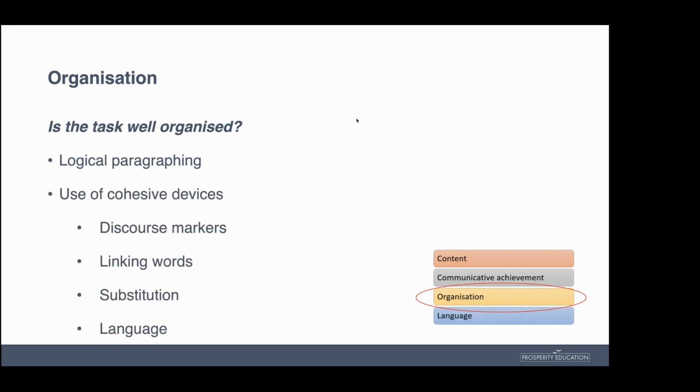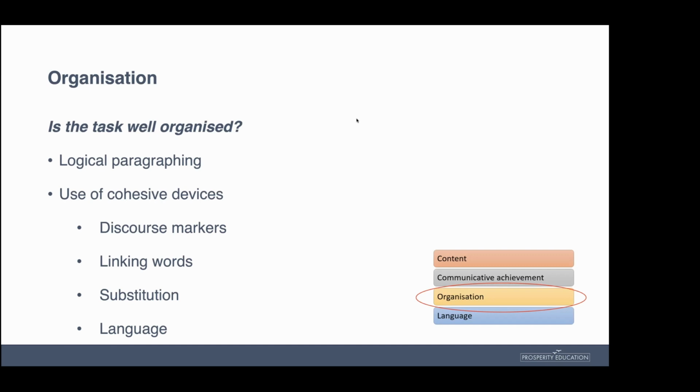But also the use of cohesive devices. And by this I mean discourse markers and linking words, words like therefore, as a matter of fact, after that, things that link ideas together. Substitution is also important. Using pronouns to substitute for nouns makes a text flow much better and makes it better organised. Also language, which although language is a separate criteria, of course there's features like relative clauses which help to organise a text.